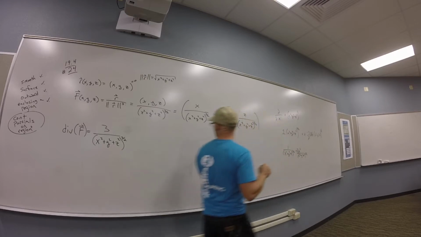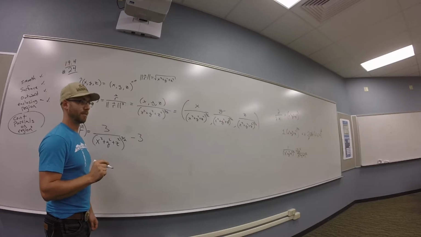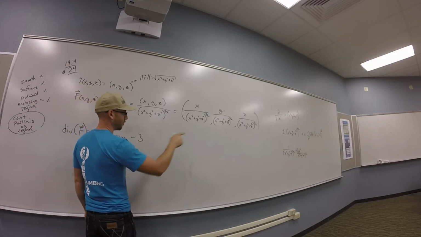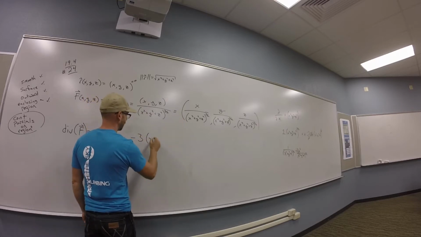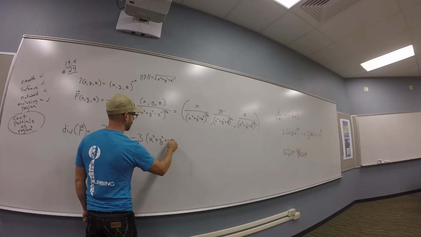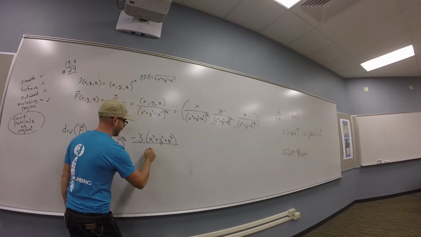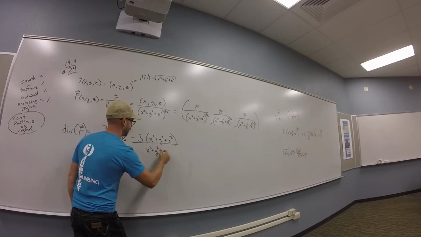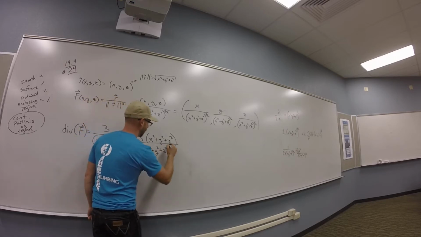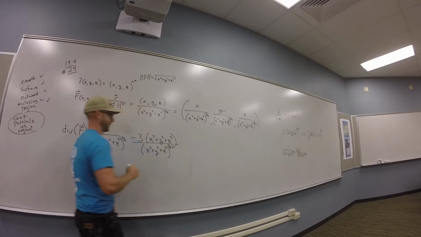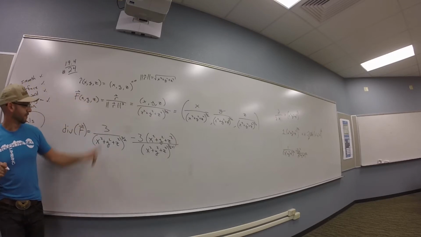And then there's a minus 3. And then there's one with an x squared, one with a y squared, and one with a z squared, because you're factoring out the x. Okay. So there's an x squared, a y squared, and a z squared, right? And that's all over x squared plus y squared plus z squared to the 3 halves, plus 5 halves. Where'd you get the lone 3 on the left?